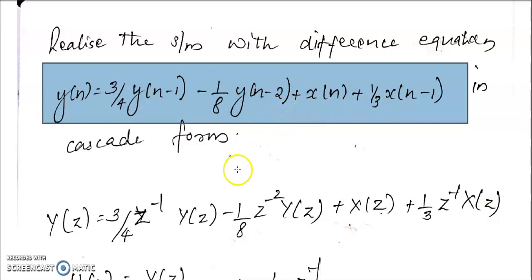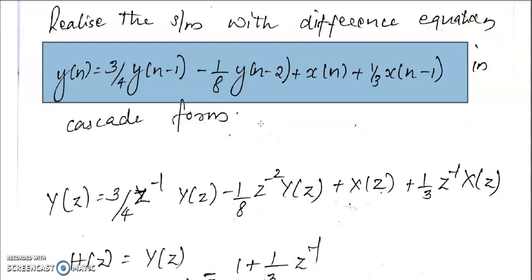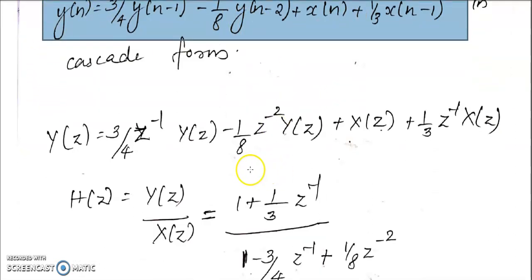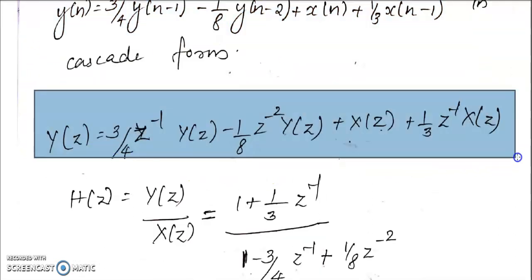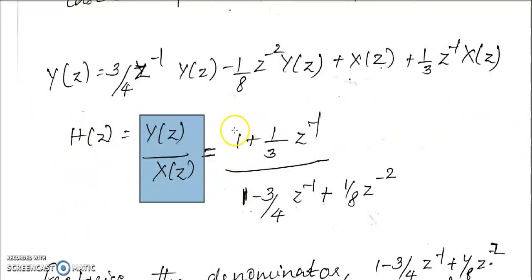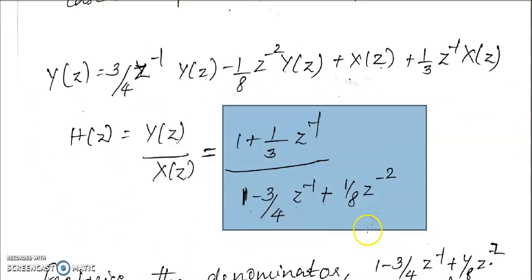The first step is to find the transfer function. What is the transfer function? Transfer function H of z is Y of z by X of z. How can we do that? We take the z transform of this equation. You will get an equation like this one. From that you can compute the transfer function H of z as Y of z by X of z. You will get an equation like this one.